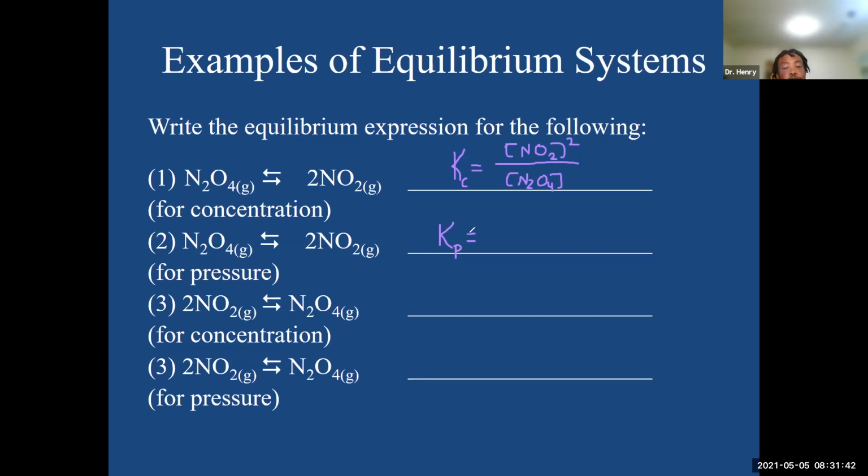So what is the difference between Kc and Kp? What does P pertain to? The partial pressure, right? So then we want the partial pressure of each of the gases. Going to do exactly the same thing. So we put P over NO2 squared over P over N2O4 to the first power.